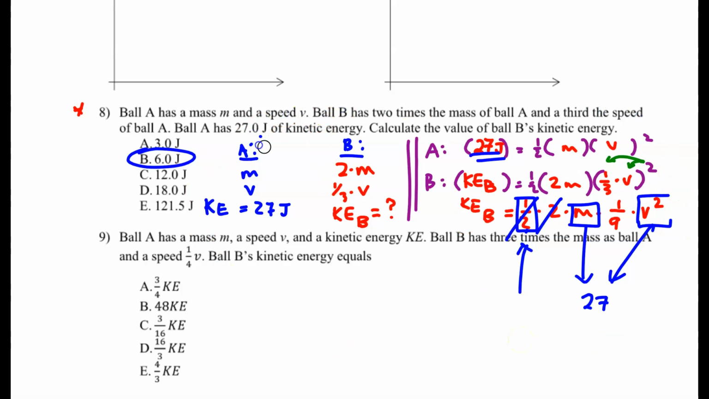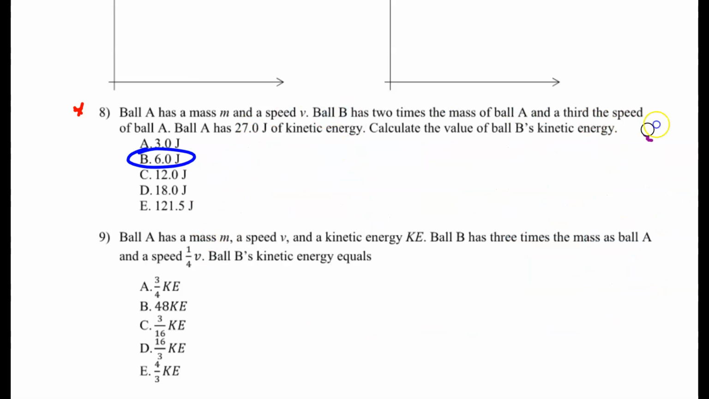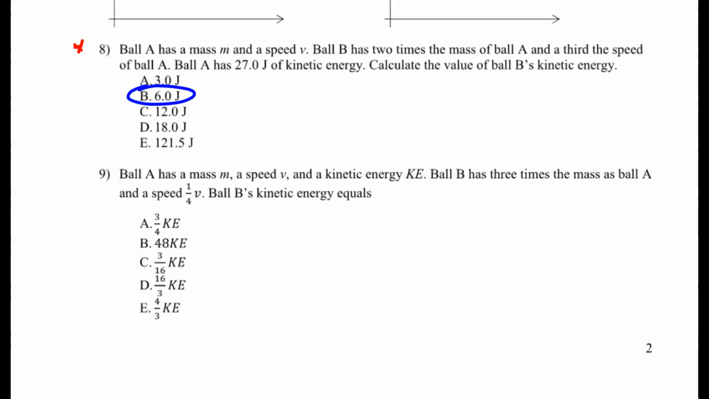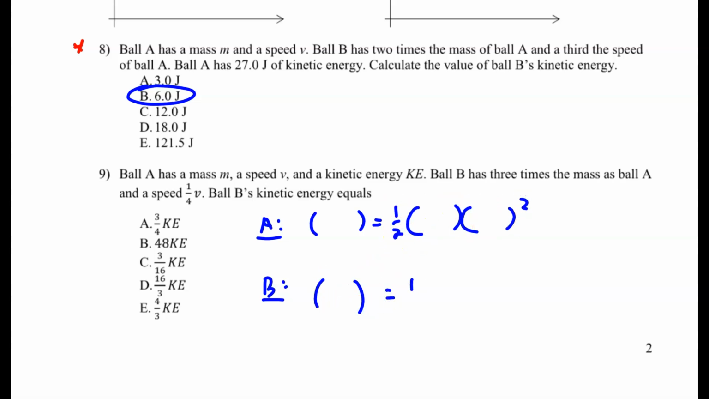Okay, number 9. Good. We'll do this one a little quicker. Instead of making a chart, I'm just going to write down the equation. Kinetic energy is 1/2 mass times speed squared. All right, ball A has a mass m, a speed v, that goes here. They are calling its kinetic energy KE.